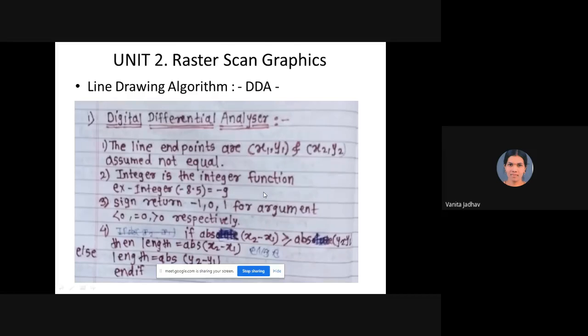Okay, if the argument is -7, the sine function will be -1. If the argument is 0, the sine function will return 0. And if the argument is 7, the sine function returns 1. Is the idea clear?